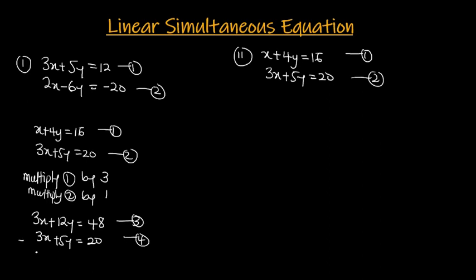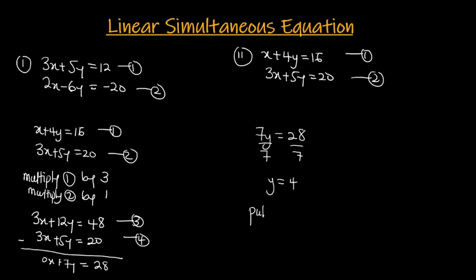So let me do that. So if I do that, I'll get 3x minus 3x will give me 0x here. Then I have 12 minus 5y will give me plus 7y is equal to 48 minus 20 and that will give me 28. So it means I have 7y is equal to 28. I divide both sides by 7. I have my value of y to be equal to 4.